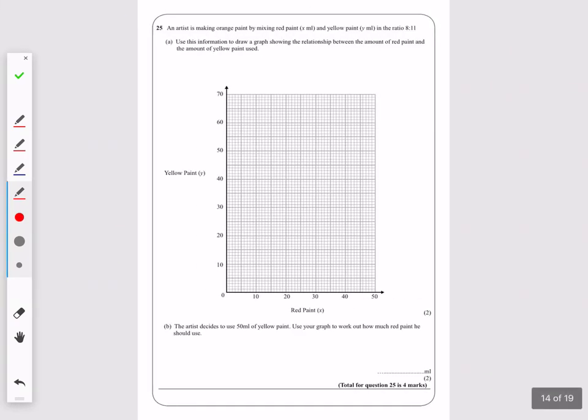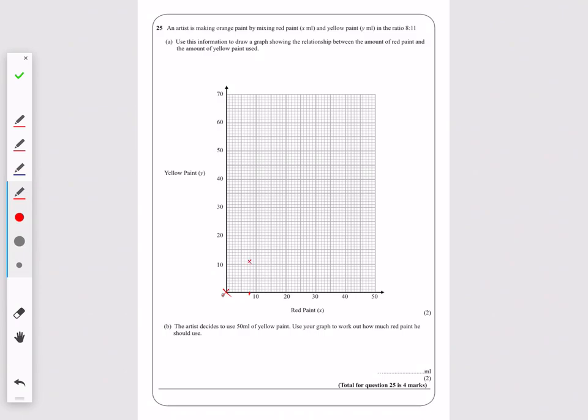Question 25. An artist is making orange paint by mixing red paint and yellow paint in the ratio 8:11. Use this information to draw a graph showing the relationship of red paint to yellow paint used. So obviously if we're not making any paint at all, we're going to use 0 of each. If we use 8 of red paint, we're going to use 11 of the yellow paint.